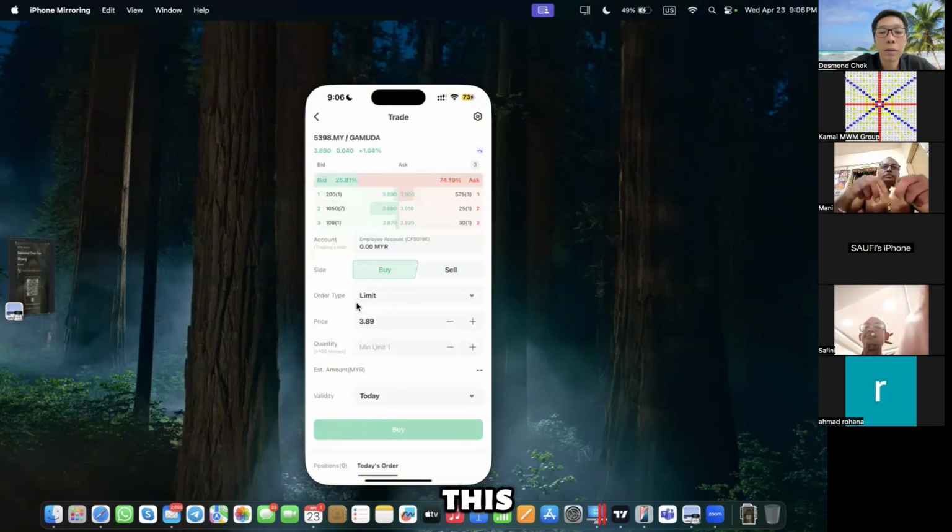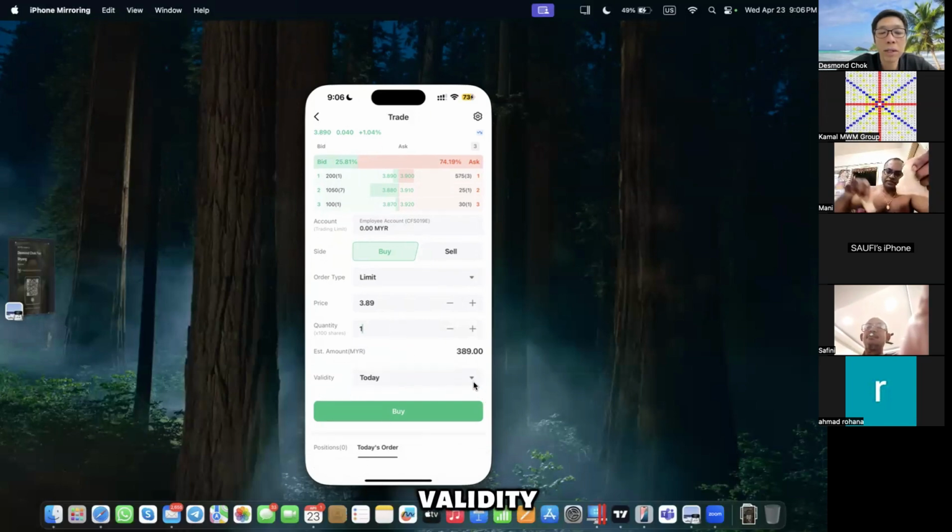Okay. So this one is a limit order. So the price. This one, quantity. For quantity, you can see there's times 100 units here, shares. In Bursa, we calculate by lot. One lot equals 100 units. So let's say I want to buy 2 lots, which is 200 units, times the share price now of 3.89. So that is equivalent to 778. If you want to buy 1 lot, see, 389. Right now. Get it?